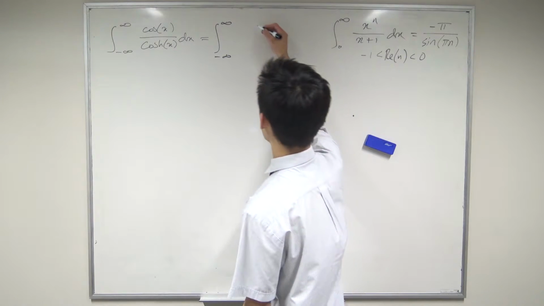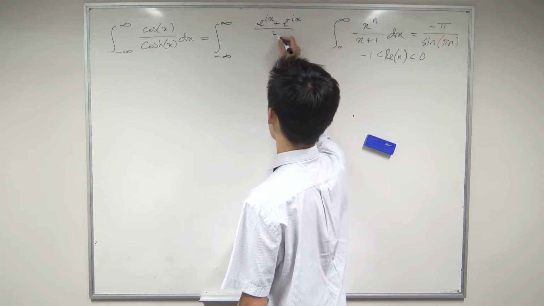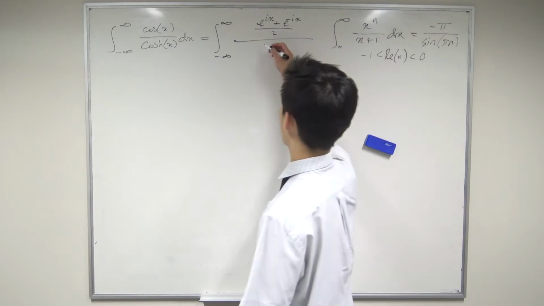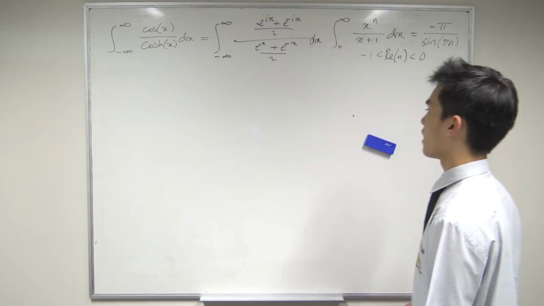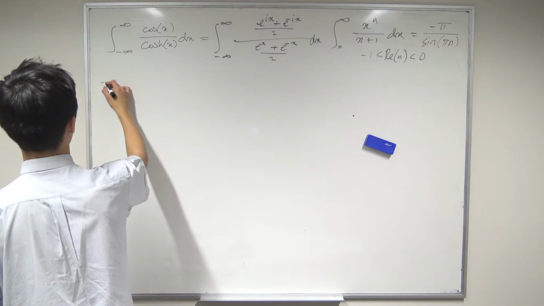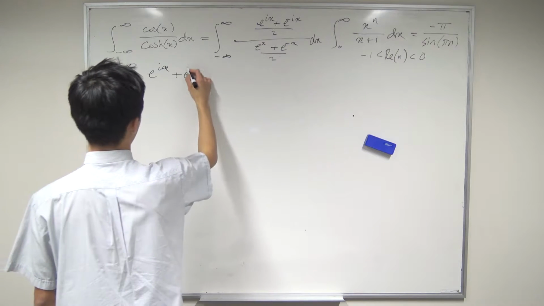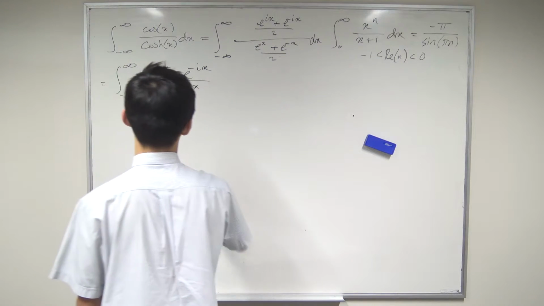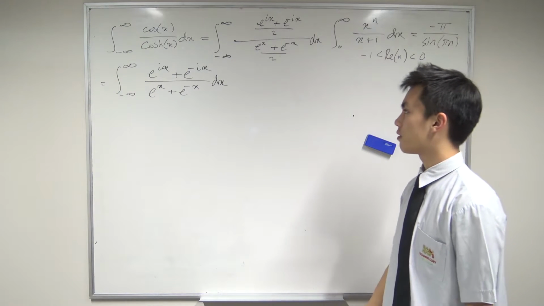Cosine of x, we know that's exactly e to the ix plus e to the minus ix, all divided by 2, and then all of this is over, so this is our cosine right here, over our cosh, and our cosh is e to the x plus e to the minus x over 2. Alright, and now, nice thing, we have a common factor of a half on the top and the bottom. Cancel out those halves there, so now we have the integral from negative infinity to infinity of e to the ix plus e to the minus ix, all that divided by e to the x plus e to the minus x dx, like so.